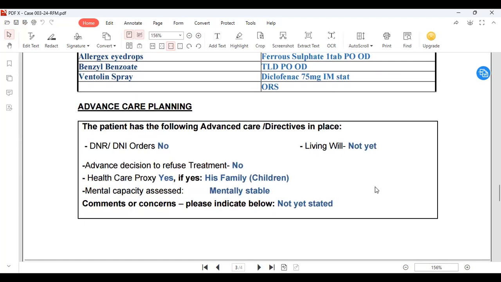Advanced care directives have not yet been discussed with the patient. Healthcare proxy: yes, there is, it's the patient's family, the children. He is mentally stable. There are no concerns so far.